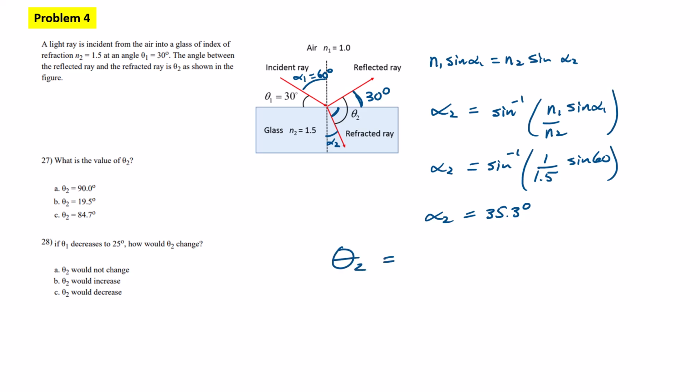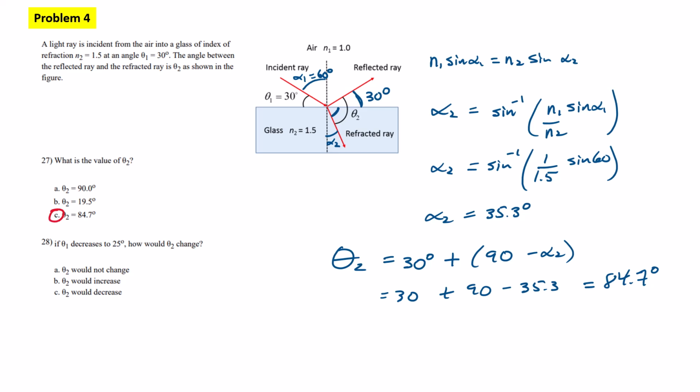So at the end, I should be able to write this. The angle theta 2 should be 30 degrees, that incident angle, plus, here I'm just going to write 90 minus alpha 2. Now we just substitute the values, so 30 plus 90 minus 35.3 degrees. And here we get a value of 84.7 degrees. That looks like choice C to me.